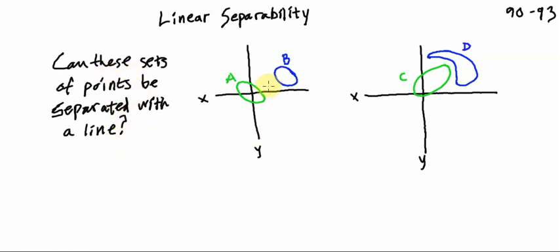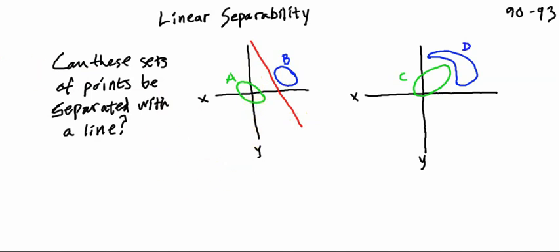This is 2-space and we've got sets of points A and B. These are just Cartesian coordinates. So any Cartesian coordinate in the green circle should be separated from any Cartesian coordinate in the blue circle. And of course, the answer is yes. You can separate these two sets of points with a line, right? And so, yeah, they are linearly separable.